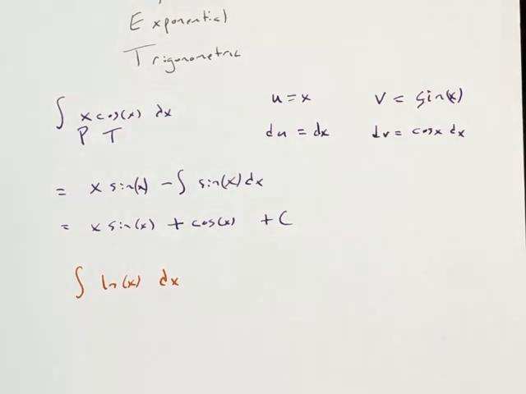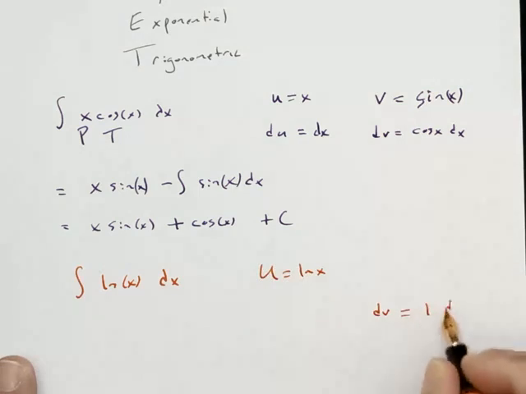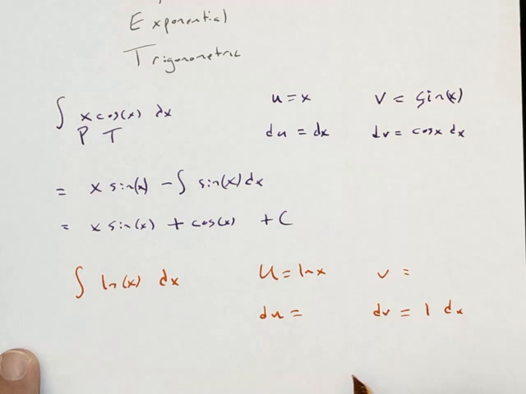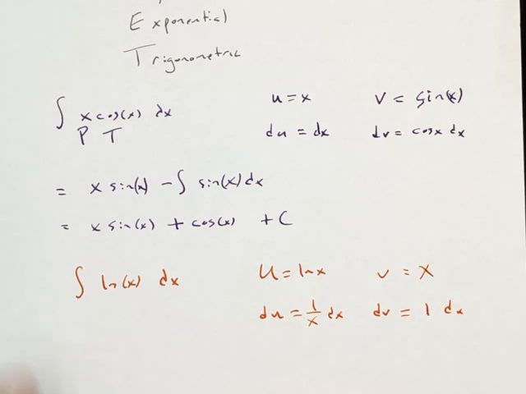That means I have a logarithm and a polynomial, and the logarithm should be u. A logarithm. I don't even have to write the 1. I could just write dv equals dx. But then v and du. Du is? Yeah, 1 over x dx. And v is just x. Yeah.